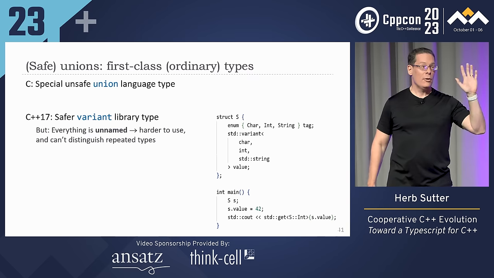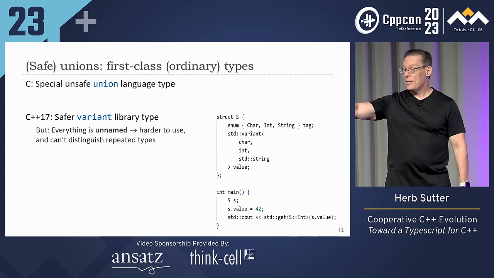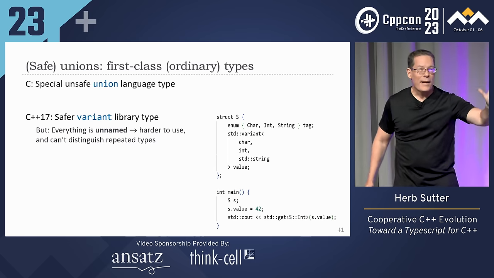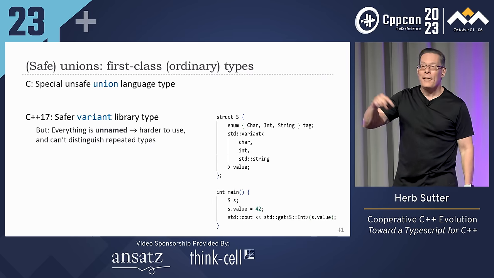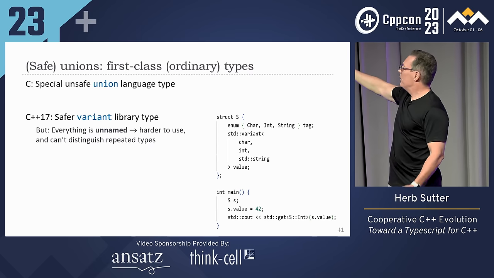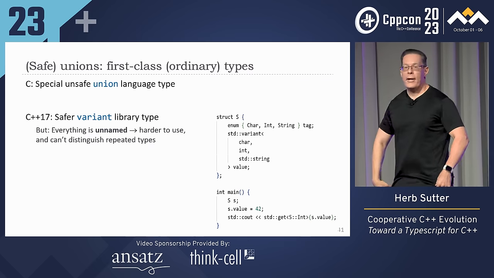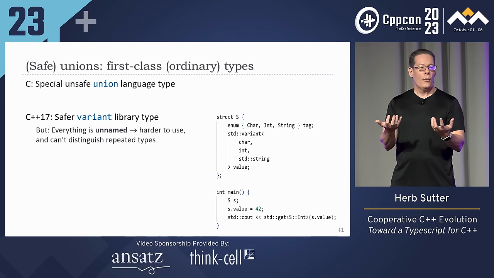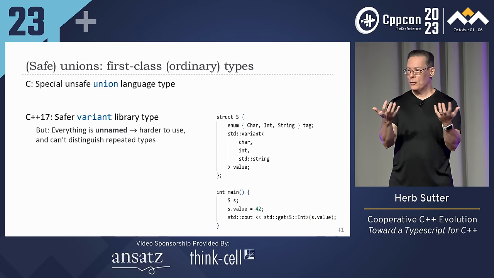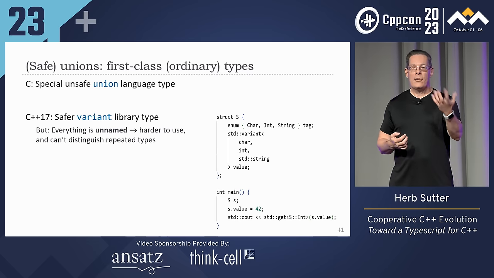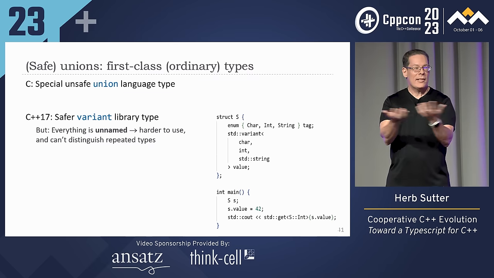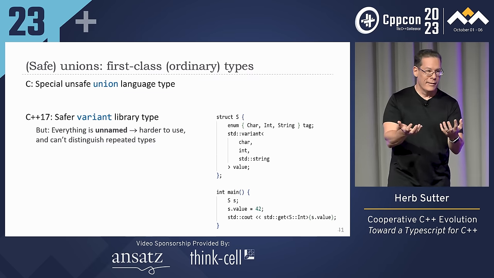Variant is better than union, and union is better than variant. Variant is better because it's safer. Union is better because it's more usable. Because with variant, everything is anonymous, including the variant itself, right? So the variant itself doesn't have a name. So if I have two variants of int and std string, one's for an employee ID or an employee name, however we're talking about them, and the other one is a magic lucky number or a word of power, I can't distinguish those types, but they sure are different.